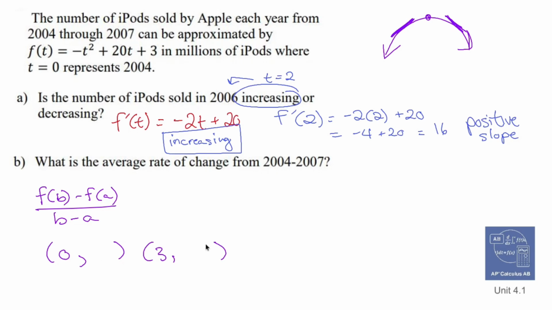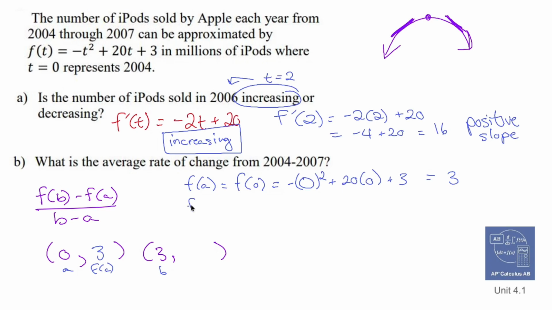Now, do I have my y values? Do I have my f of a and f of b? No, I don't. So 0 would be my a, 3 would be my b. In order to find f of a, what I'm going to do is find f of 0 by plugging it into the original function. So negative 0 squared plus 20 times 0 plus 3 is going to be 0, 0, and 3. You get 3. So f of a is going to be 3.